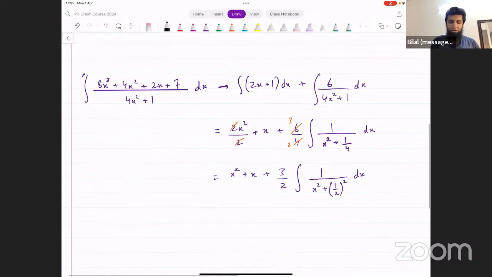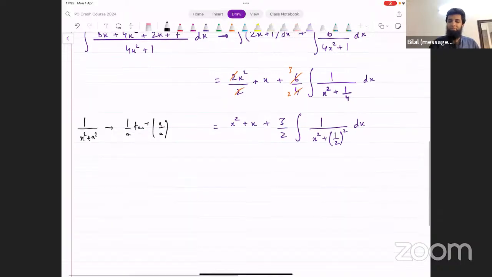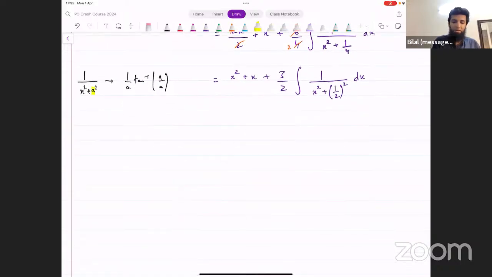Now, let me write that rule on the side here, so you have that in front. This is what's given in the formula sheet. 1 over x squared plus a squared is 1 over a into tan inverse of x over a, remember? I'm just going to use that. In case of a, we've got 1 over 2.